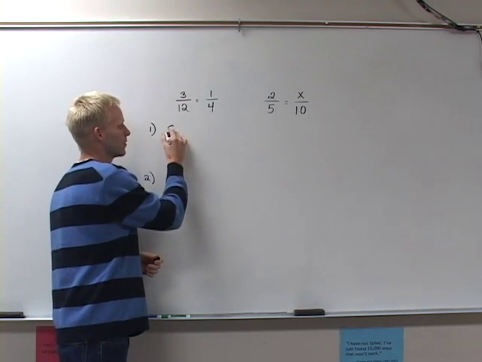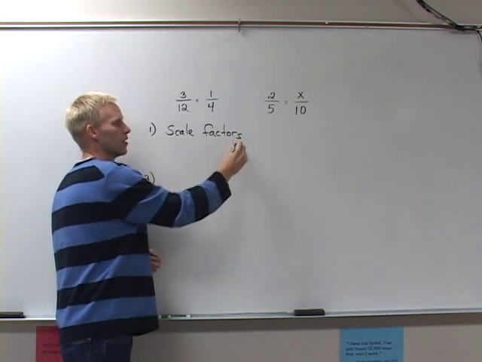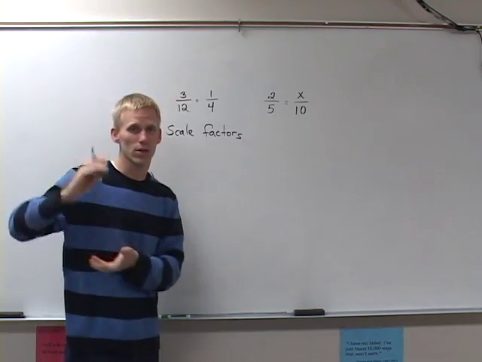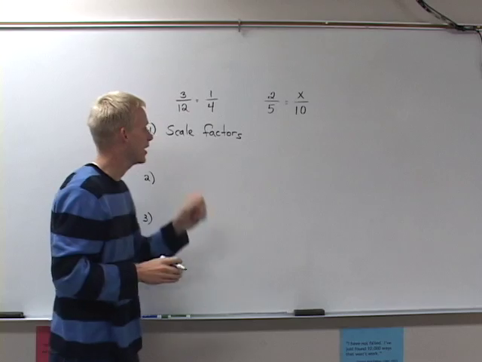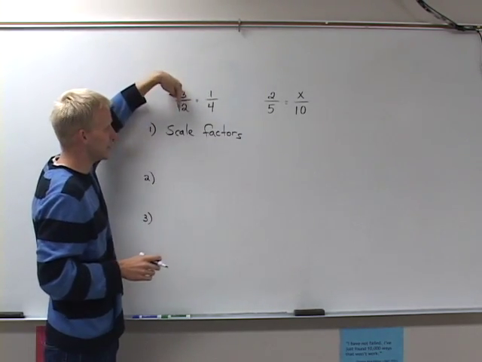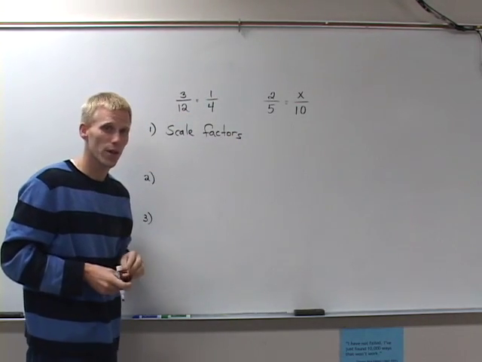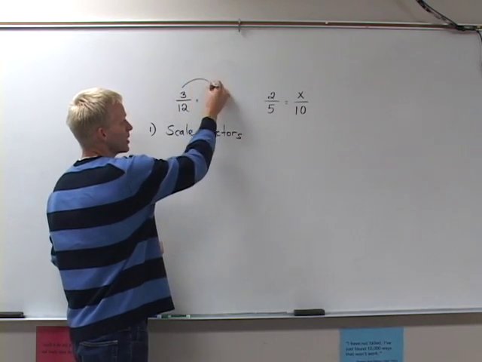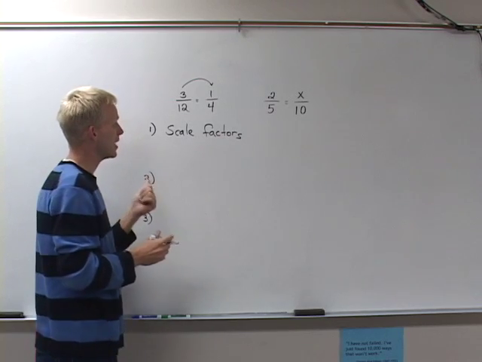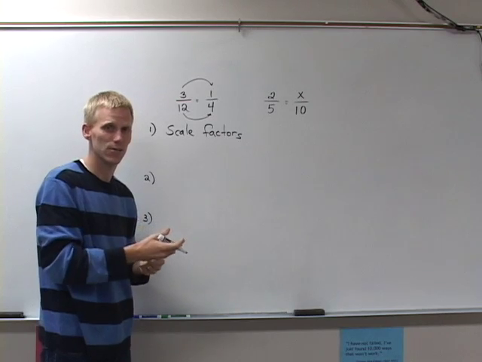Scale factors is one way. Remember, scale factors are comparing two similar things. So on a triangle, a base with a base, or a height with another height. In this case, we would compare a numerator with a numerator and a denominator with a denominator. For this specific problem, we know that there's a relationship. This 3 becomes a 1 by dividing by 3. That same divide by 3 happens when we do 12 to get to 4.